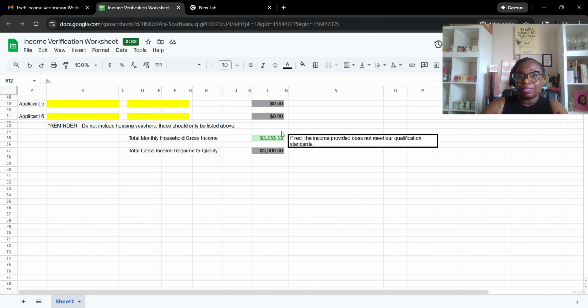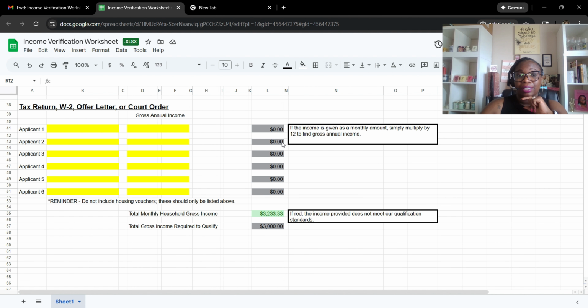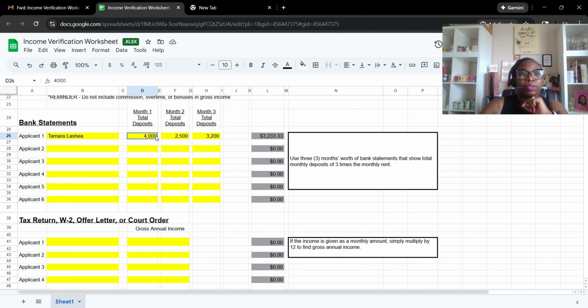Spreadsheet went green. Green means go. Green means go fill out that application. That's exactly what it means. Okay, let's give scenario number 3.